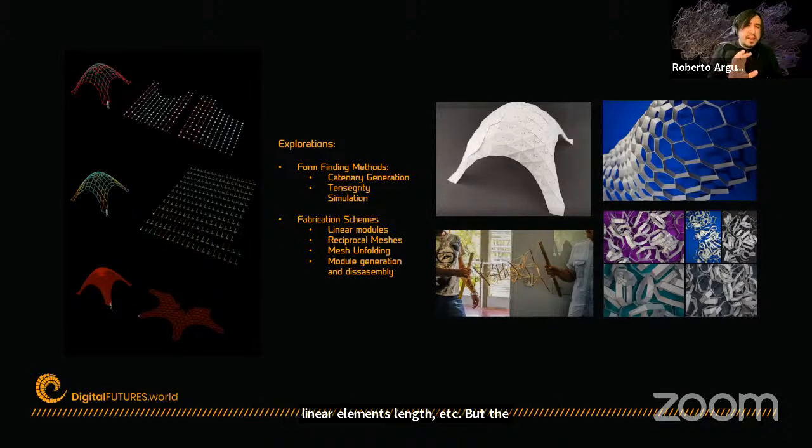But I want to accentuate the second part, which is going to be these fabrication scheme principles, where we look for ways to first measure linear modules, make reciprocal networks between lines to describe meshes, then do a little mesh unfolding and module generation and assembly, always focused on these different geometrical hierarchies. What we are going to look for is a way to read the project, then look for opportunities in the different geometrical aspects and hierarchies involved in the geometry itself, and then decide what to read to understand what to build.